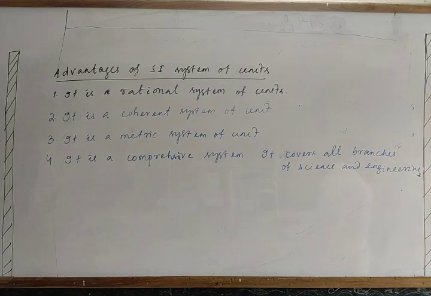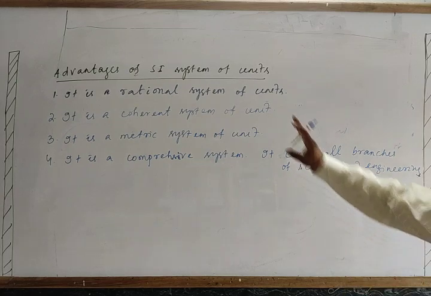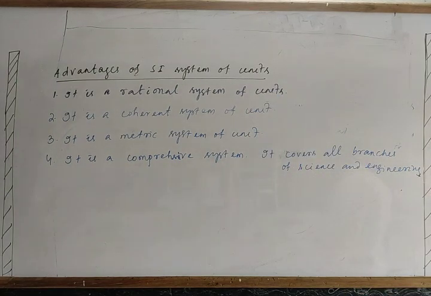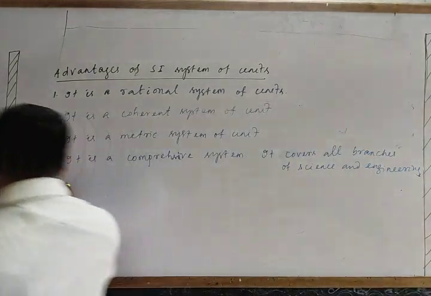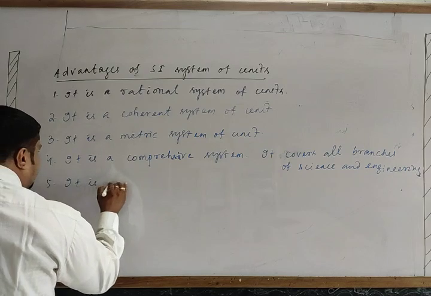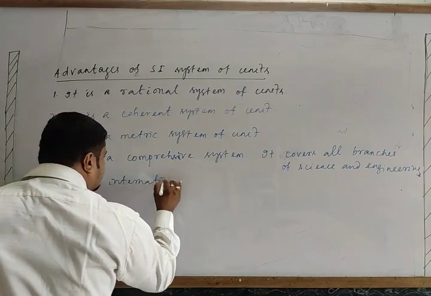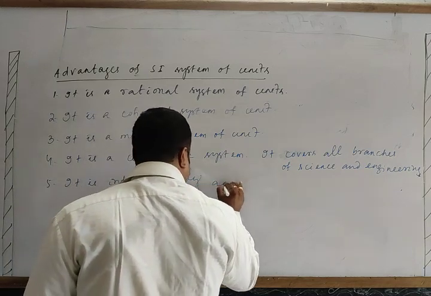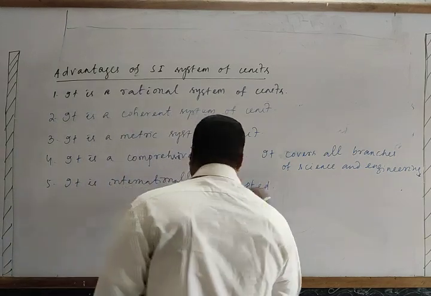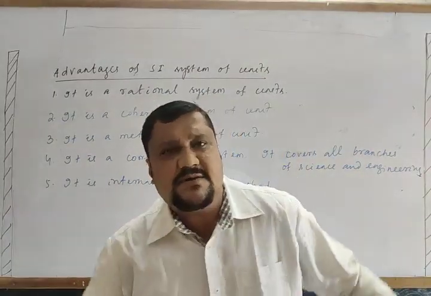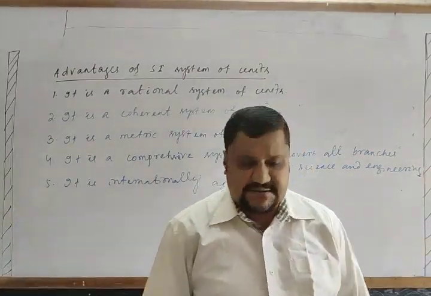This is the comprehensive system of unit. Okay. So first one is the rational system. Next is the overhead system. Then it is the metric system. It is a comprehensive system, and the most important advantage is that it is internationally accepted. Everywhere it is accepted. If you go to America, England, or France, or any country, we can use the SI system of unit.